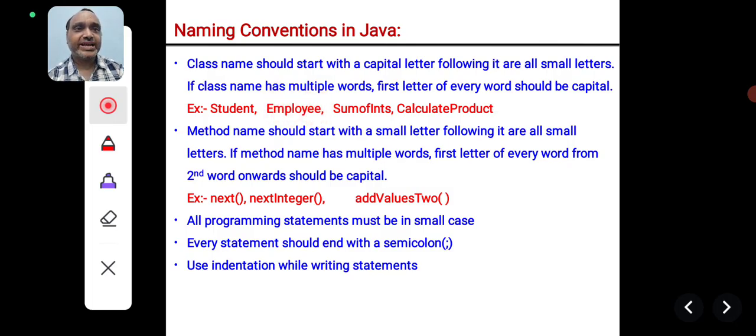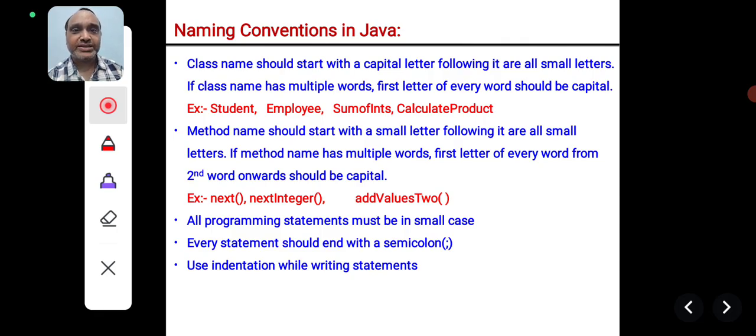It is just a convention, not the rule. Rule is different, convention is different. Convention means it is the formality that they follow while assigning a name to a class or to a method. Even if you do not follow this formality, if you simply write a class name in all small case letters, your program will be compiled successfully and executed successfully. There is no problem in that.